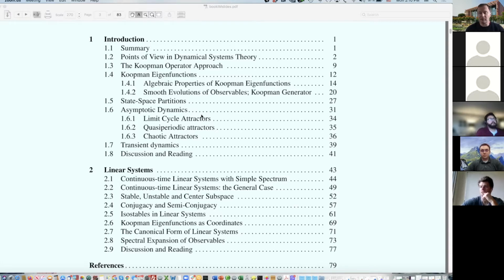So I'll discuss a little bit these concepts that go back to geometric theory of dynamical systems, but then we're going to go through types of dynamical systems that are increasingly hard as far as their dynamics is concerned. So start with fixed points, go to limit cycle attractors, quasi-periodic attractors, and then ultimately chaotic attractors.